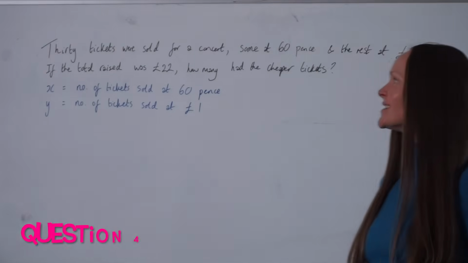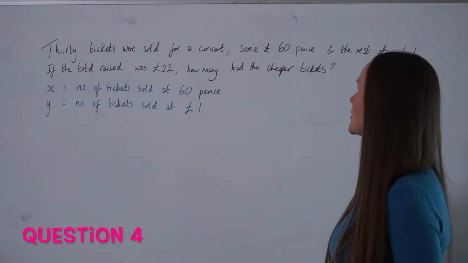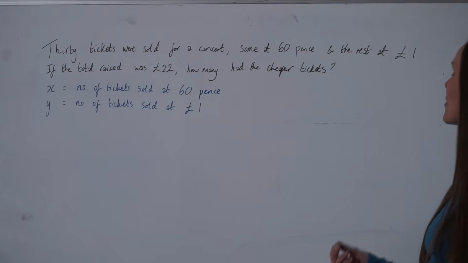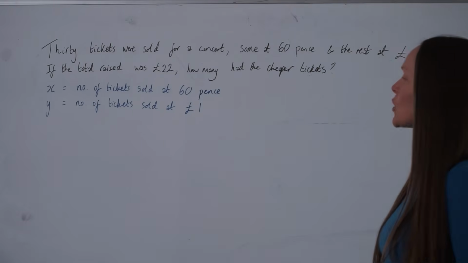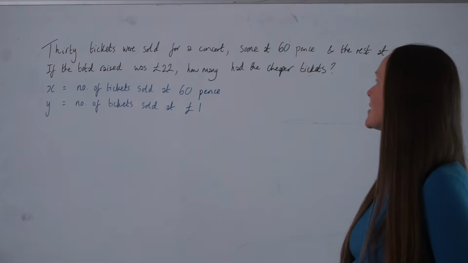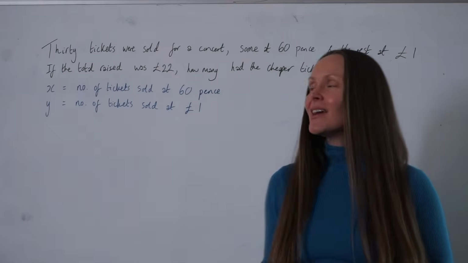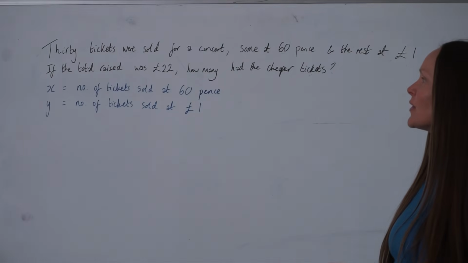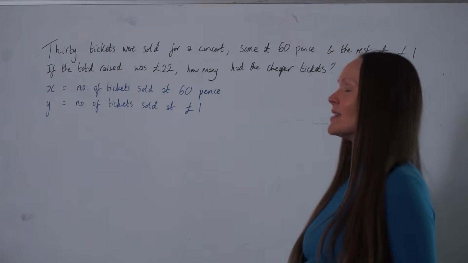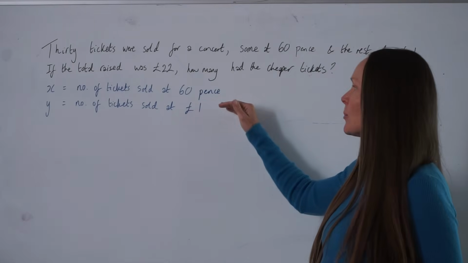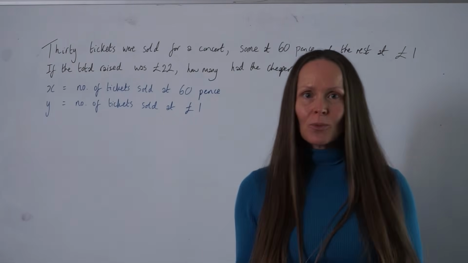In this question, it says that 30 tickets were sold for a concert, some at 60 pence and the rest at £1. If the total raised was £22, how many had the cheaper tickets? So let's start by saying that the number of tickets sold at 60 pence equals X, and the number of tickets sold at £1 equals Y.